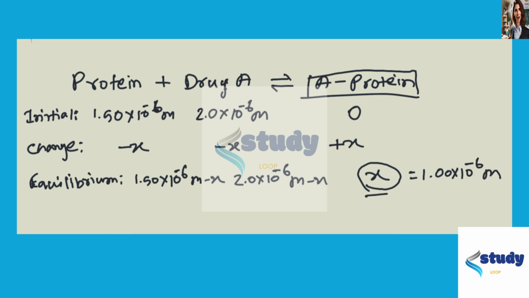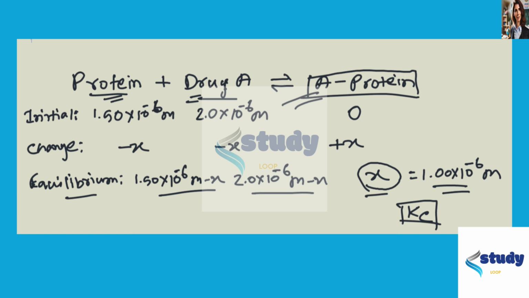So now if we just plug in the value of x in these two quantities, we can find the equilibrium concentration of both the protein and the drug A. We are asked to find the value of Kc for each reaction. We know that the expression of Kc will contain the equilibrium concentration of both the product and all the reactants. We already know the equilibrium concentration of the product, but we have to find the equilibrium concentration of the reactants, and using this value of x, we can find it for each reactant.